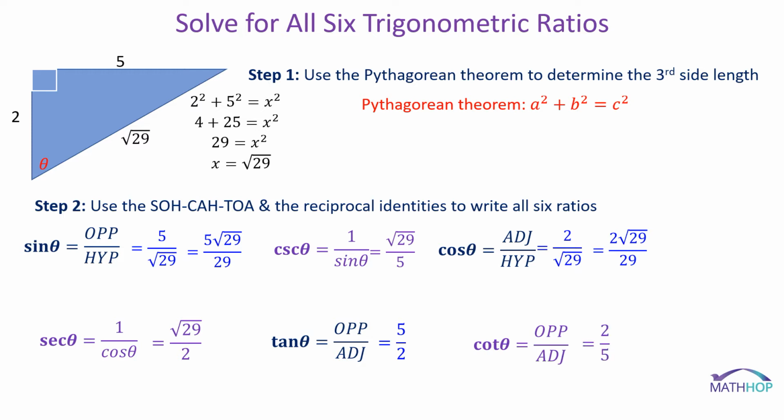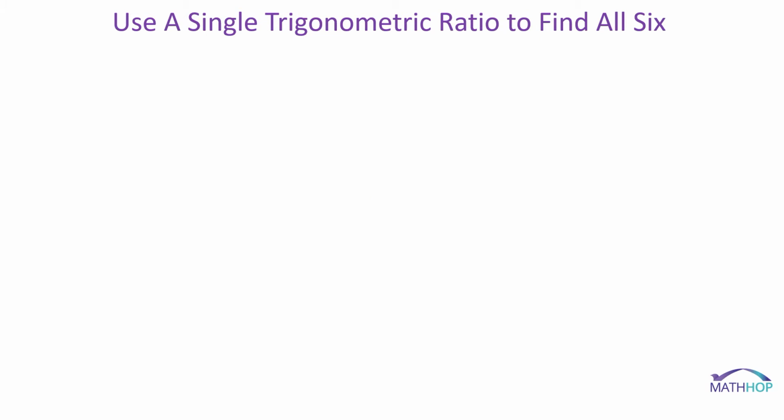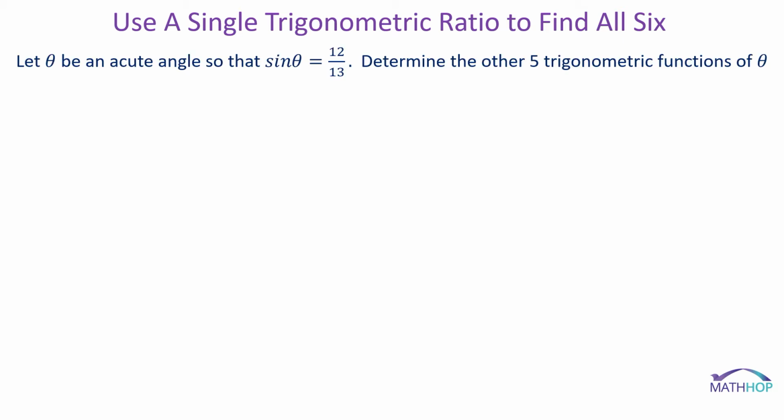That's it. Next type of problem you'll see, they'll give you a single trigonometric ratio and ask you to find all 6. This really isn't any different than the problem we just did. These seem a lot harder because you don't usually get a diagram. So you'll get a problem that looks like this. It'll say let theta be an acute angle so that the sine of theta is 12 over 13.